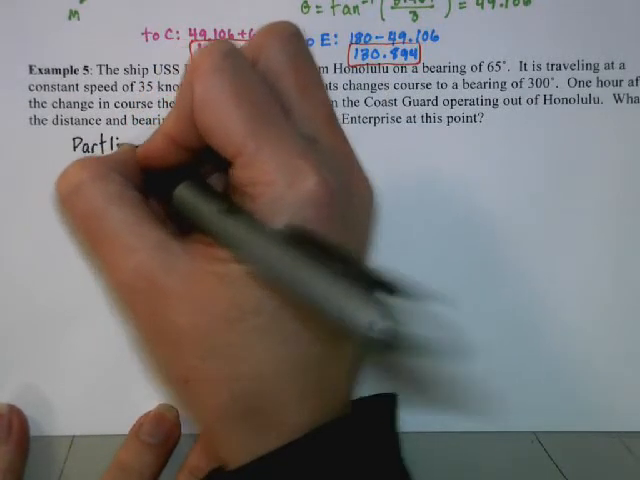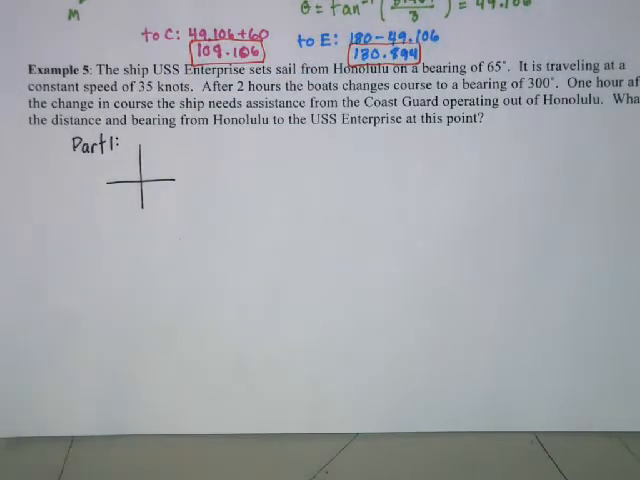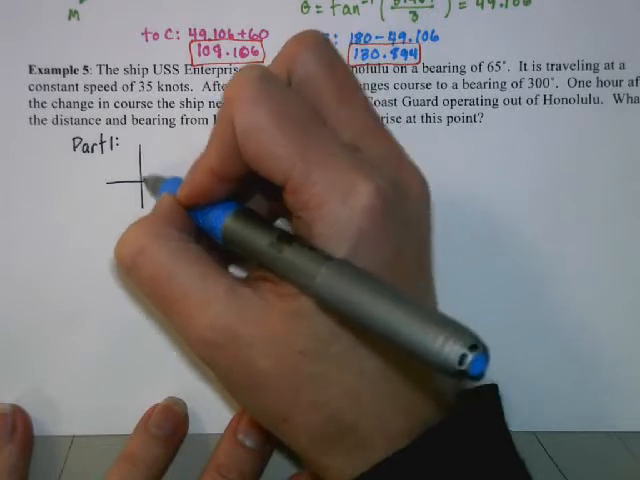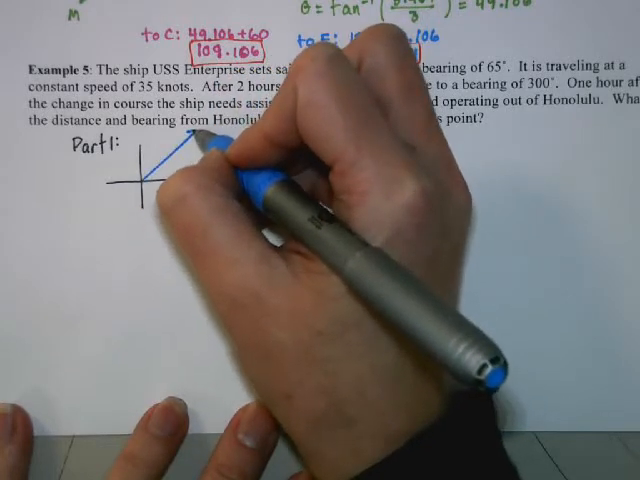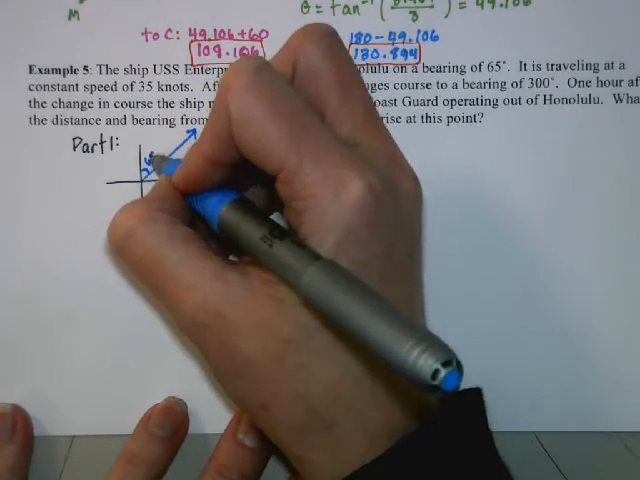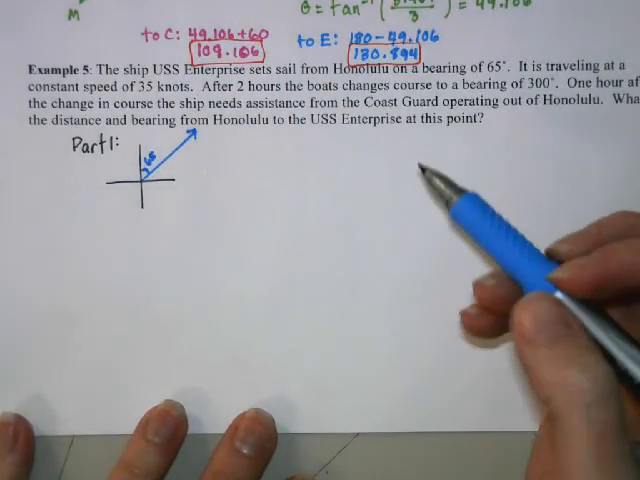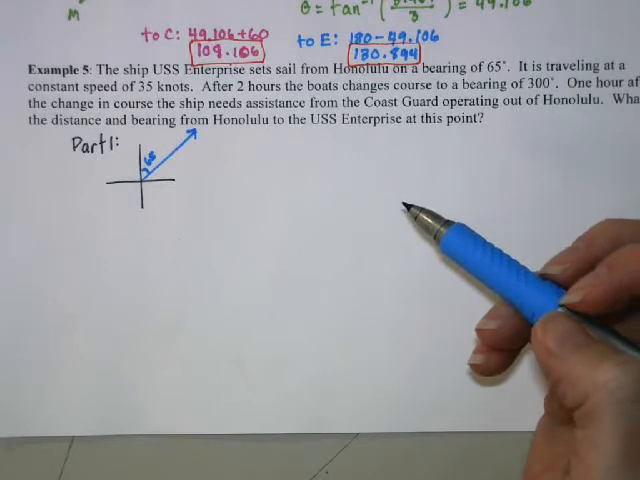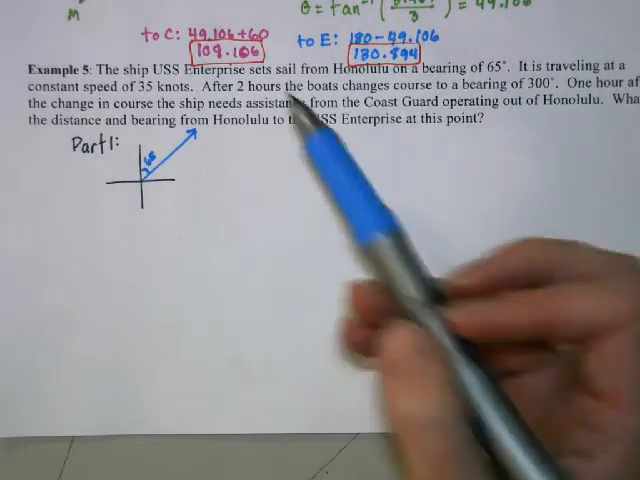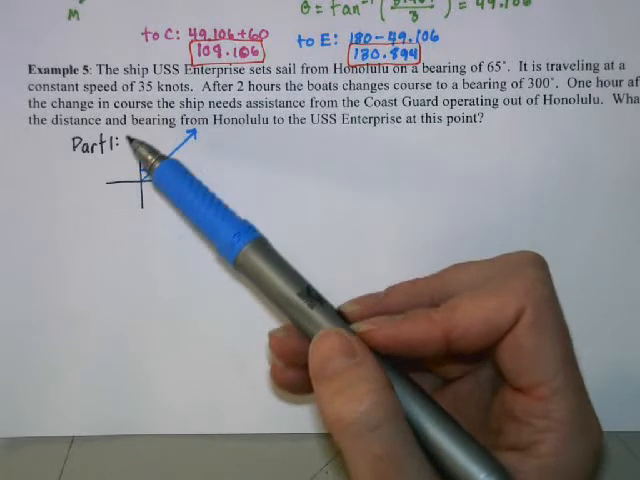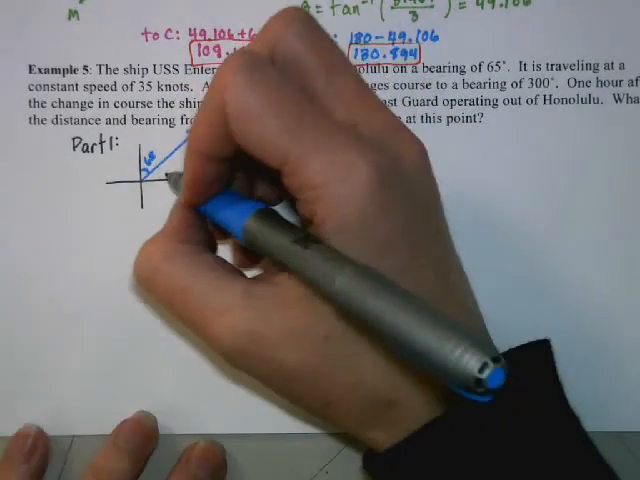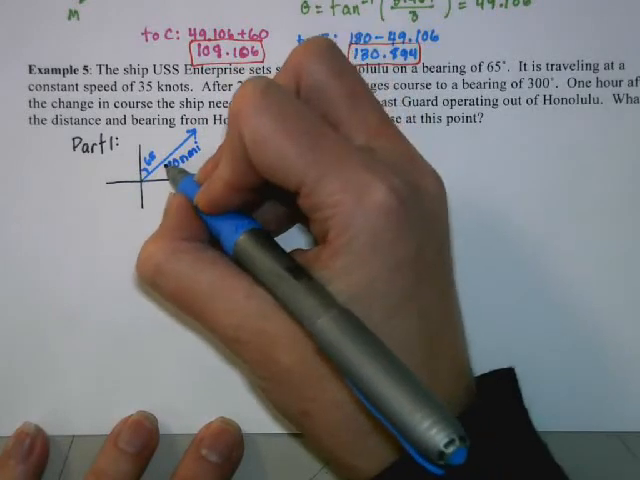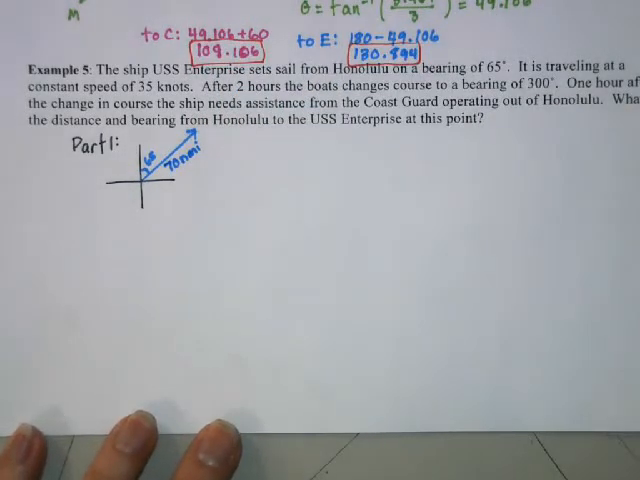All right, so part 1 of our journey. They set sail at a bearing of 65. So they were going 65 degrees, at a speed of 35 knots, which is nautical miles per hour, for 2 hours. So if they're going 35 nautical miles for 2 hours, they are 70 nautical miles from Honolulu at this point.